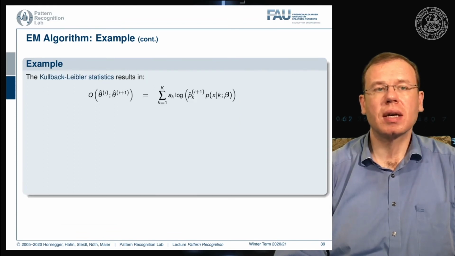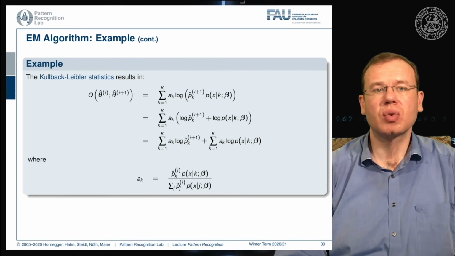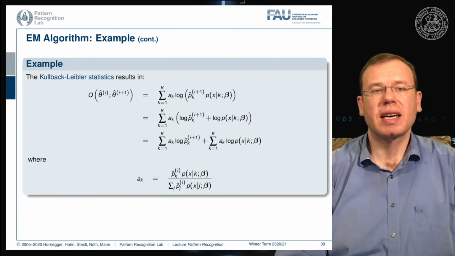So we can now compute the Kullback-Leibler statistics as Q of theta hat at i and i plus 1. Here this is then the sum over the a_k times the logarithm of the probability at iteration i plus 1 and the probability of x given k. Now we can rearrange this by bringing in the logarithm and writing the multiplication as a sum. And then we can also split the two sums, where we then get the sum over the a_k times the logarithm of the new p_k plus the sum of the a_k times the logarithm of p of x given k. In our example, the a_k can be computed as p_k hat in iteration i times p of x given k over the sum of the p_j at iteration i times p of x given j.